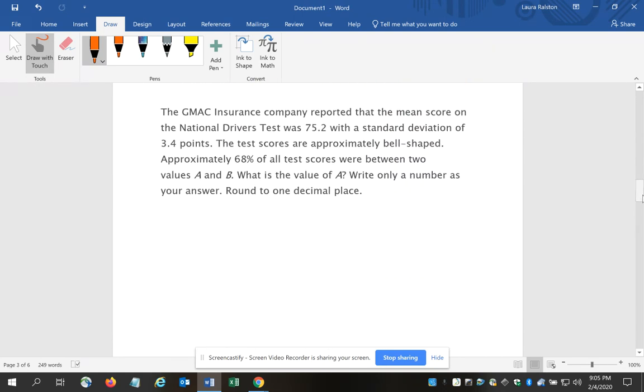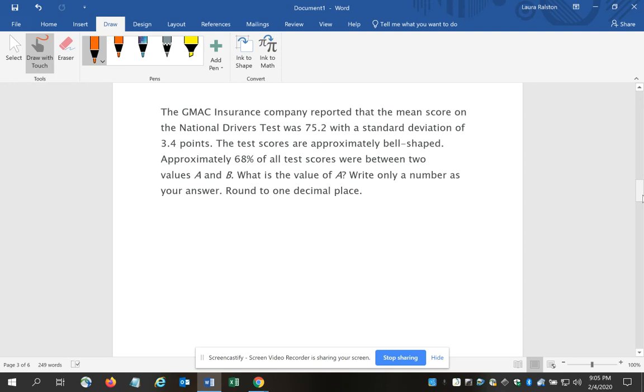All right, here's the next question. The GMAC Insurance Company reported that the mean score on the National Driver's Test was 75.2 with a standard deviation of 3.4 points. The test scores are approximately bell-shaped. Approximately 68% of all test scores were between two values, which they refer to as A and B. You're asked, what is the value of A?